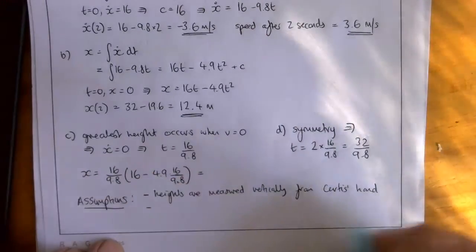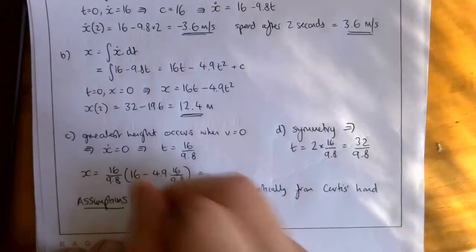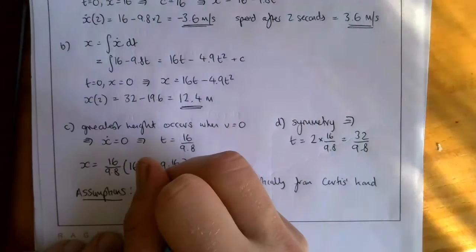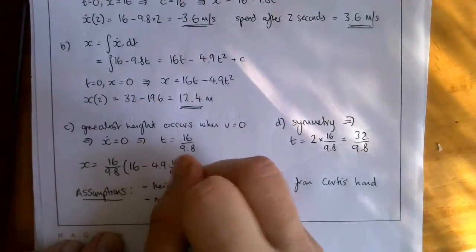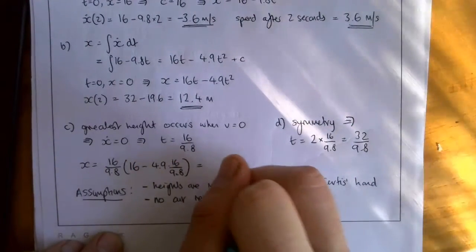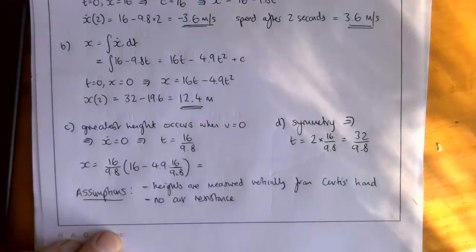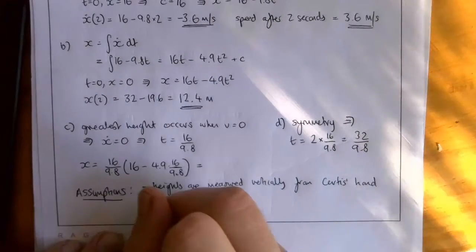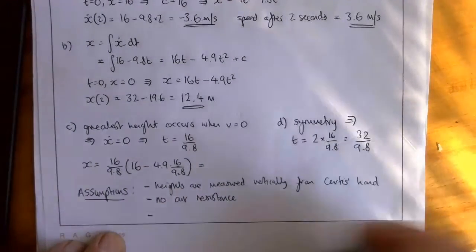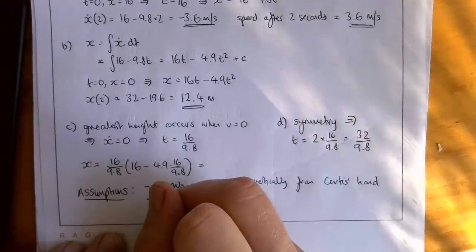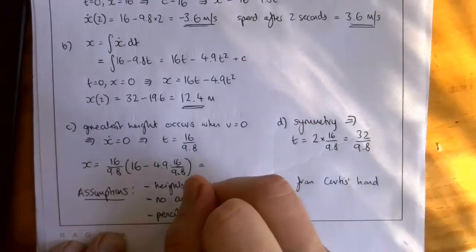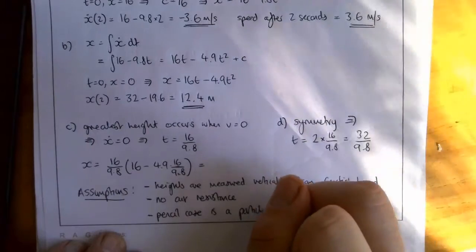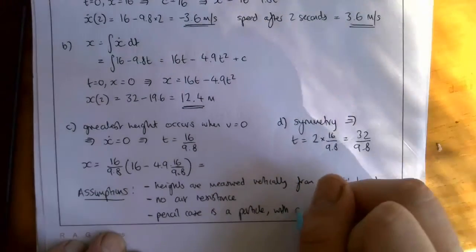In terms of general projectile motion, the go-to assumptions we have to be familiar with are, well, there's no air resistance. We haven't factored that in at all, so it's a simple model of motion. And the other standard assumption that we can always talk about is that the pencil case is a particle with all forces acting through a single point.